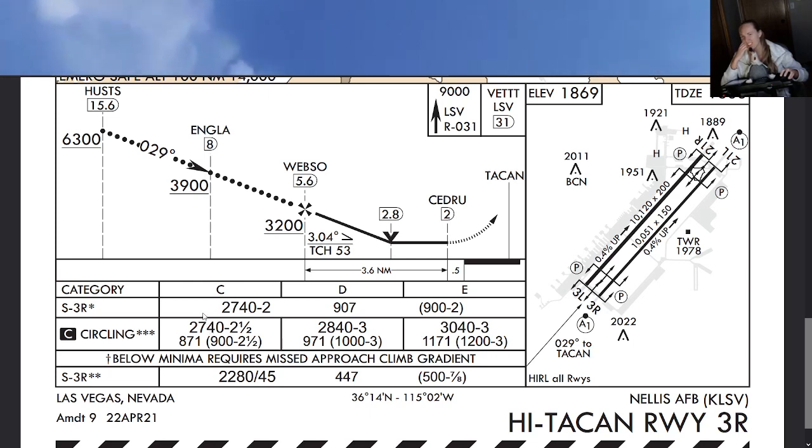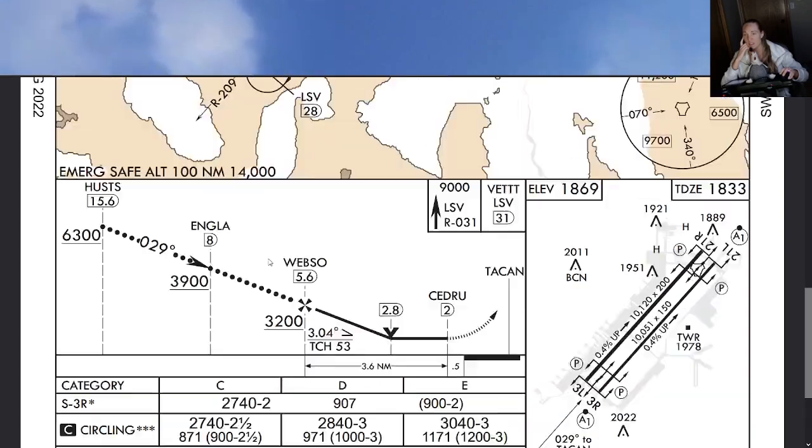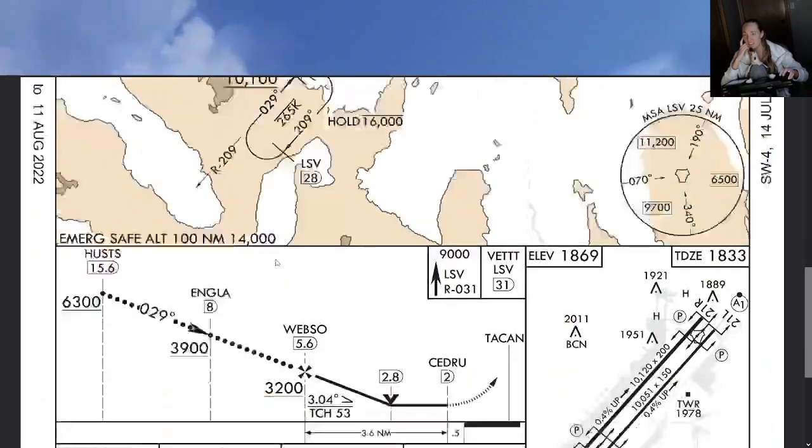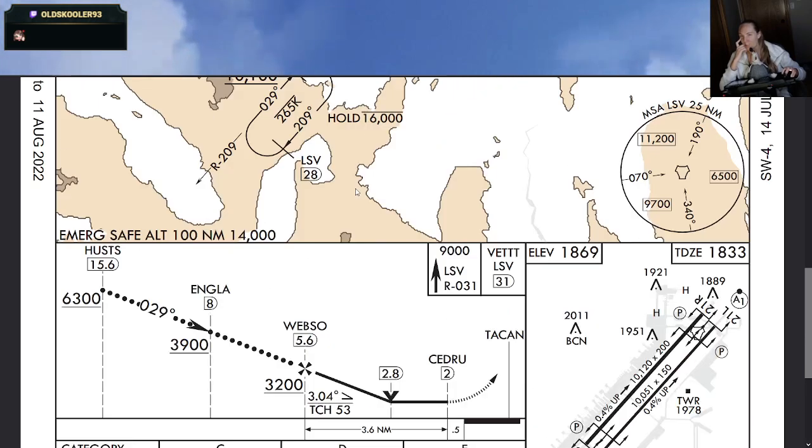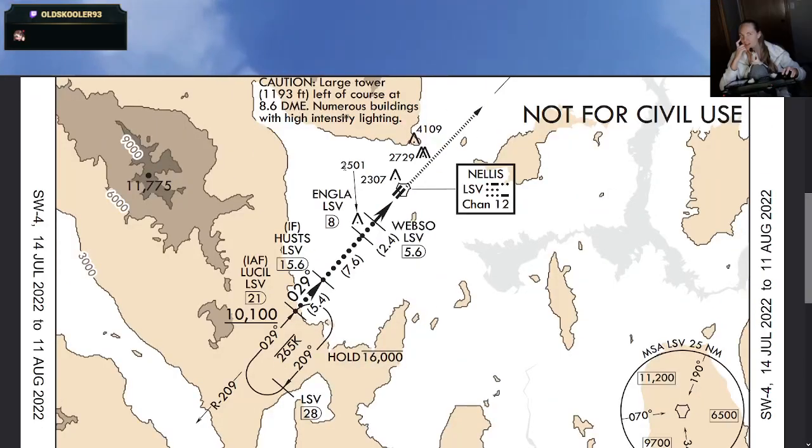But circling is a... I don't know. 447 is what it is above. The stuff in parentheses is what applies to you in this case. But this stuff isn't in parentheses and it's not for civilian use, so technically, wouldn't all of it apply to you if you're coming at it from a military aircraft sort of thing?